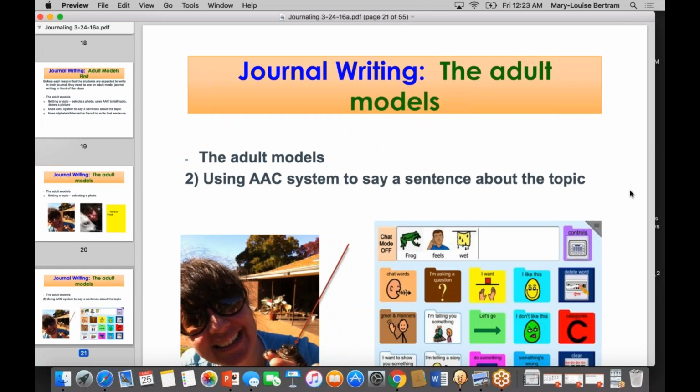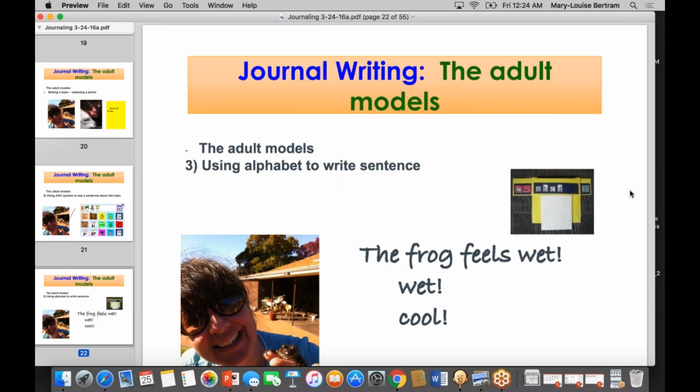And there I am. So I've got the frog, and I'm going to use my pod today, my high-tech pod. I'm going to think about something to say about the frog. Ooh, and I remember the frog feels wet. I remember him on my hand, and the frog feels wet. So that's what I'm thinking about when I'm going to write. So I've spoken, I've talked about this, I've modelled choosing what I'm going to write about, I've modelled using the AAC system, I've shown how I could talk about that, and now I'm going to write about it.